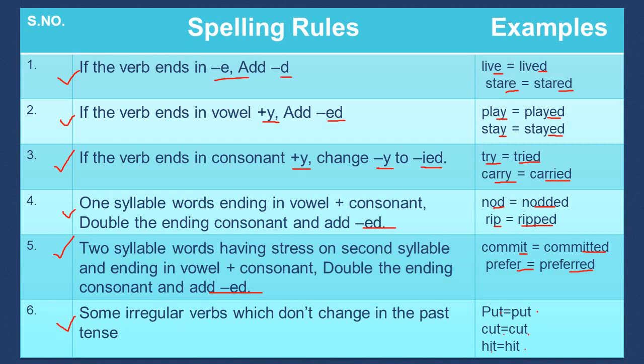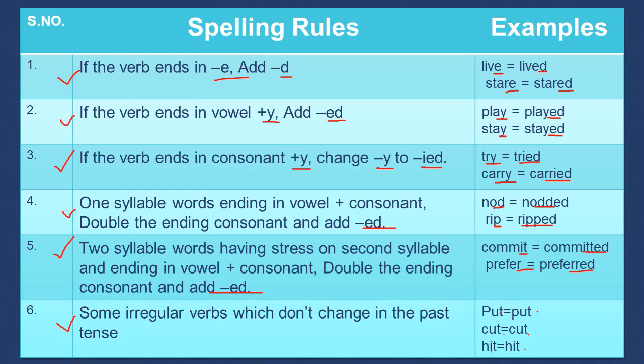Number 3, if the verb ends in consonant plus Y. Consonants are the letters other than vowels. Vowels are A, E, I, O, U. So out of 26 letters, if we remove A, E, I, O, U, the rest of the letters will be consonants. If the verb ends in consonant plus Y, you need to change Y to IED. For example, try, tried, carry, carried.